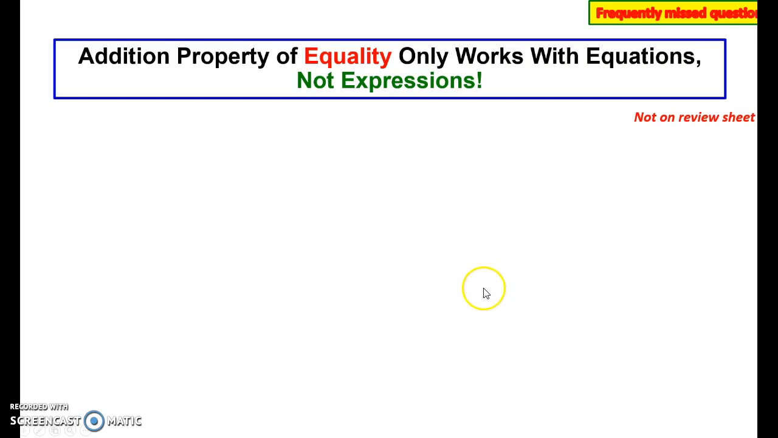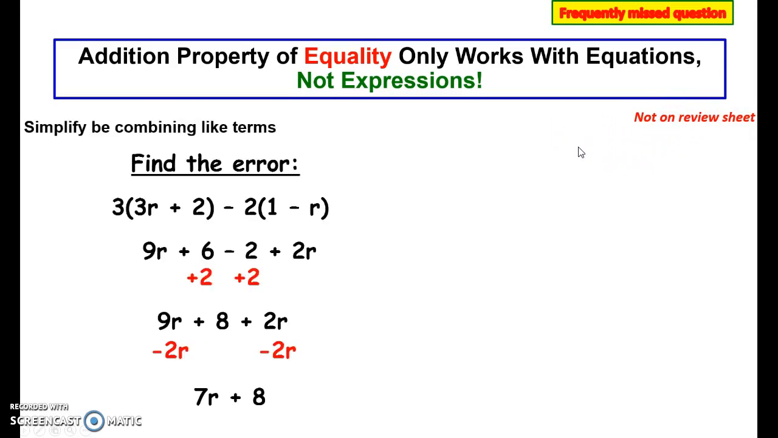All right, let's talk about the addition property of equality, the fact that it only works for equations and not for expressions. And notice what I'm about to show you here is not on the review sheet. It's just something I've added because I don't want you to make this error on the test. All right, can you find the error? The question was to simplify by combining like terms. Can you find the error? Pause the video, take a look at this.